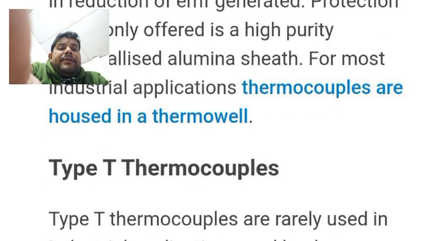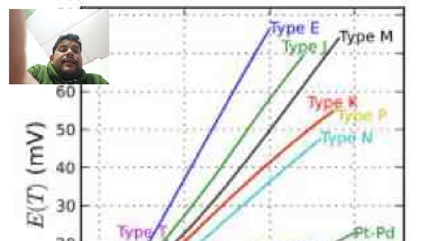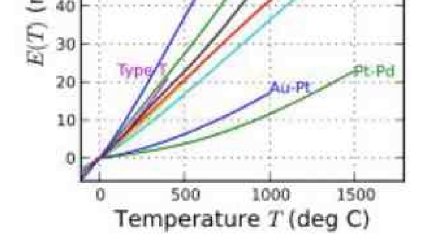We have discussed all these thermocouples, and in the last class we will discuss this diagram about the range and temperature ranges. This is the temperature range: on the y axis, the voltage range in millivolts, and on the x axis, temperature in degrees Celsius.